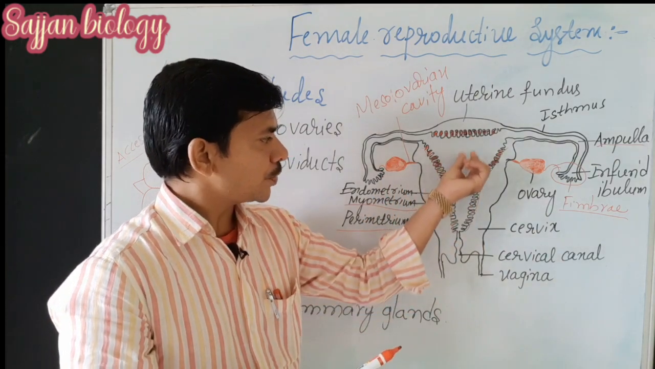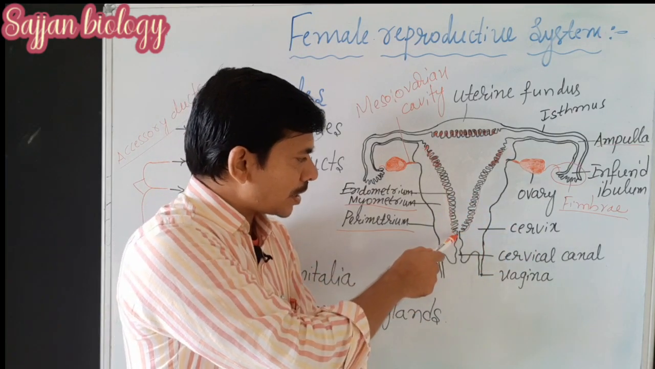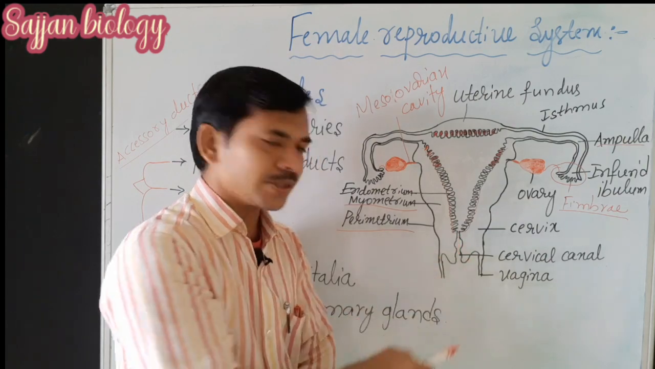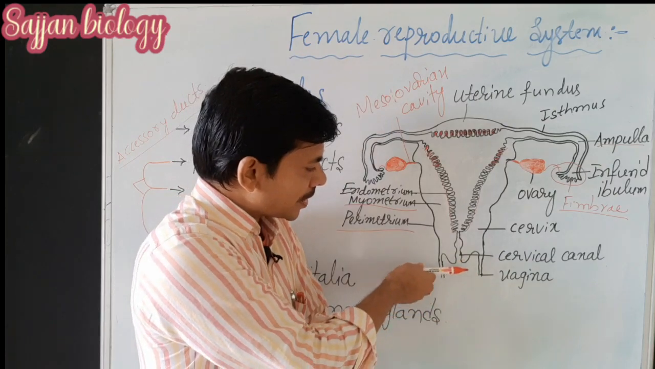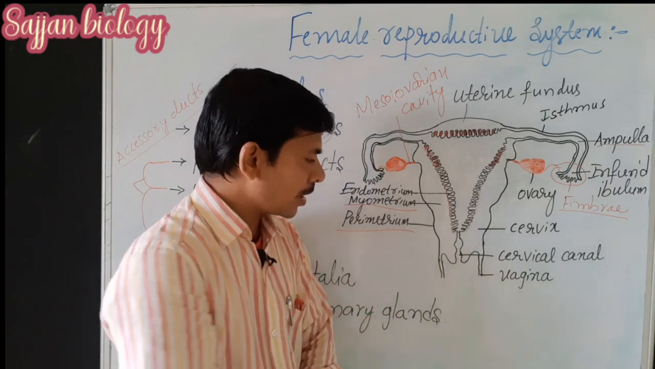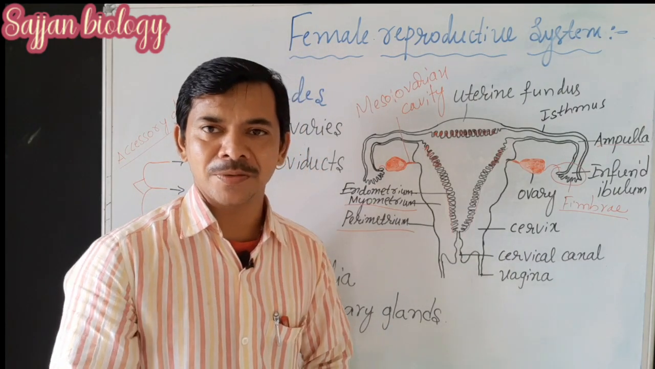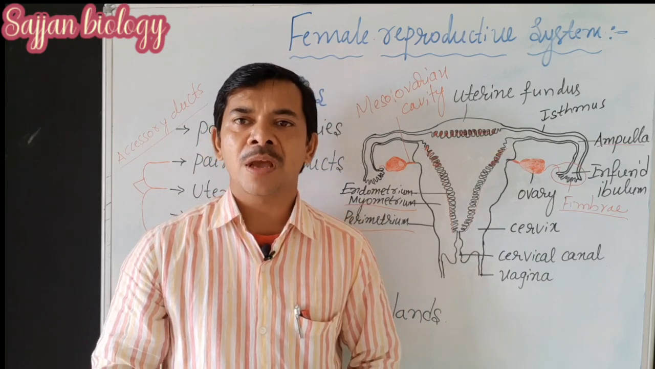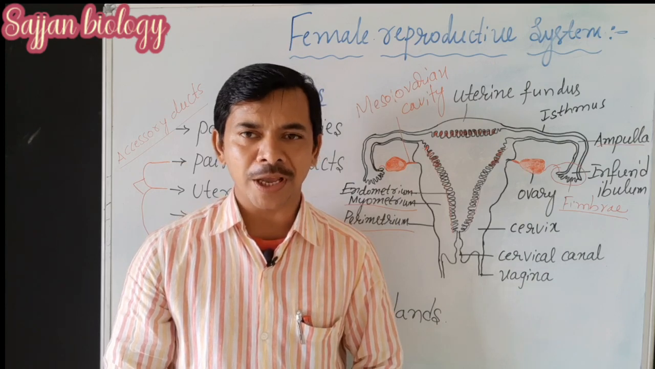And the uterus opens into the vagina through the cervix, and the narrow lumen of the canal that you are seeing is nothing but the cervical canal. And the later part, approximately 7 centimeters in length, is a hollow tubular structure called the vagina. And the vagina is associated with the Bartholin glands, which secrete mucus that helps in lubrication.